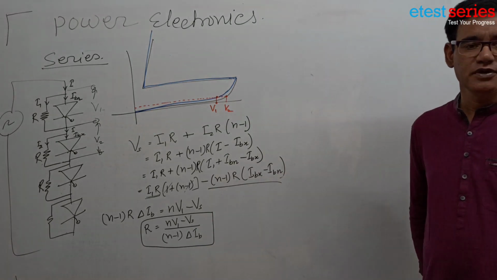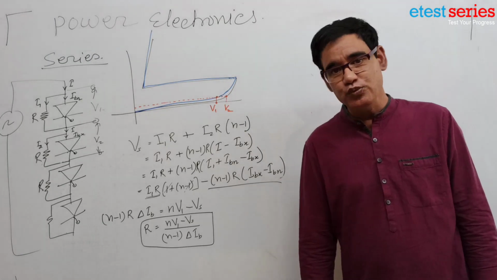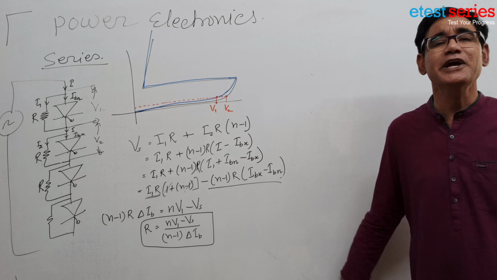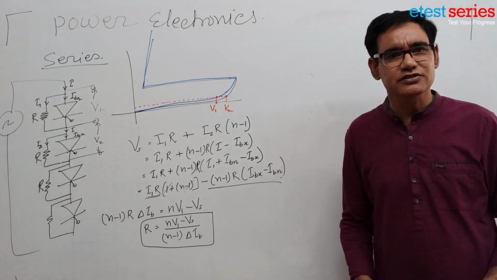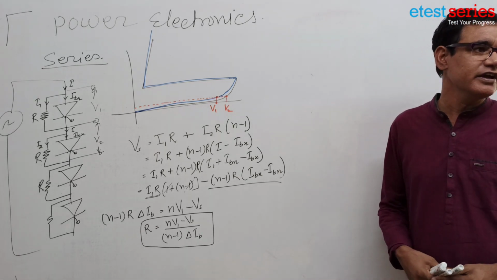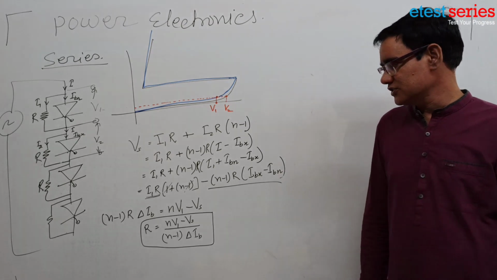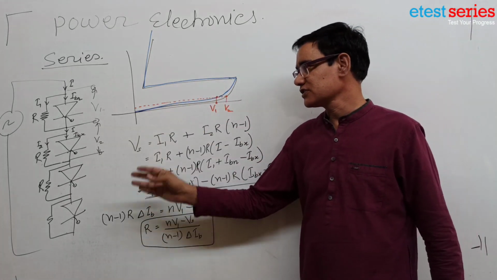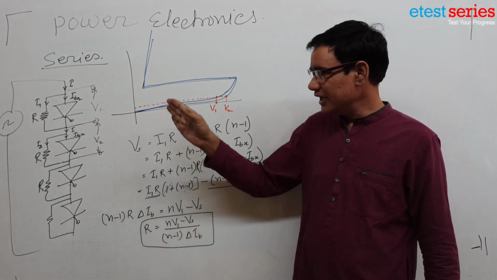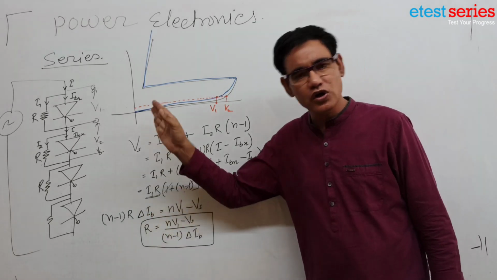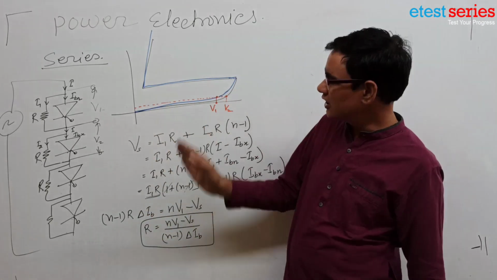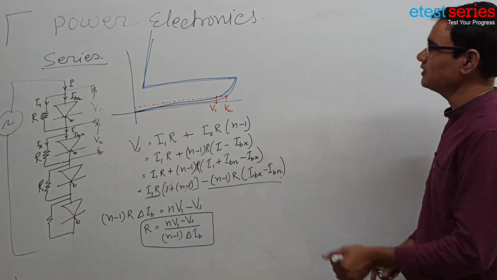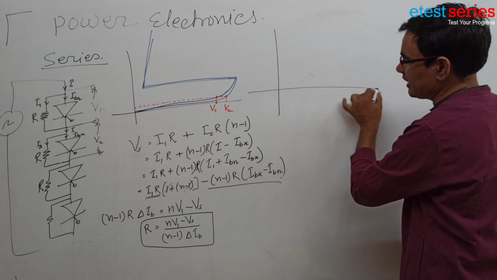This is the way we can find out the value of resistance to be connected in series with the SCRs, so that they equate the voltage across every SCR and get turned on at the same time, so there is no damage. Otherwise, what happens if the voltages are not the same?